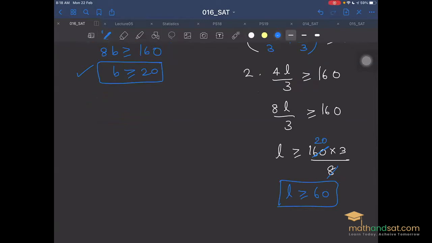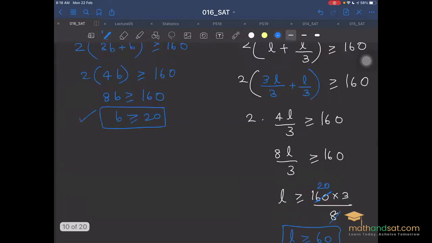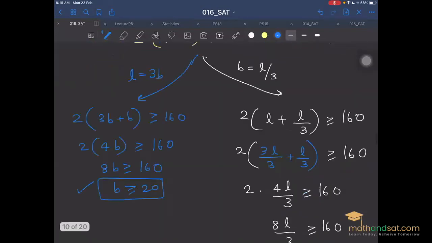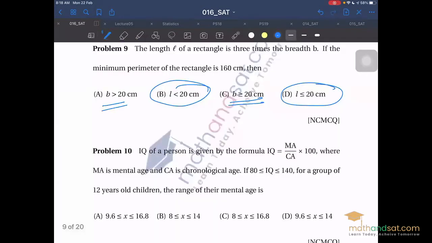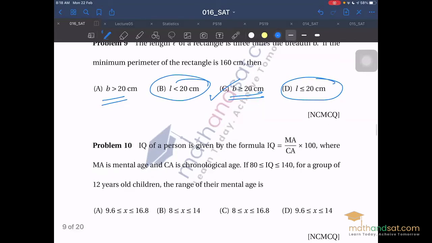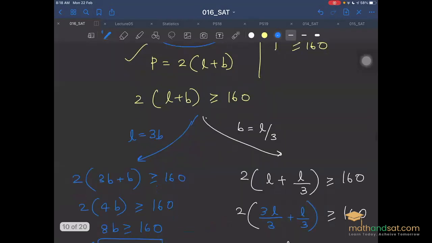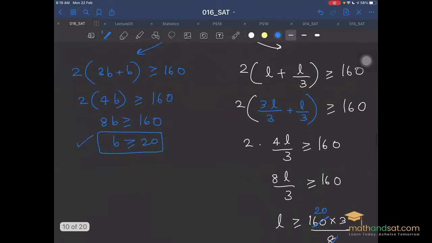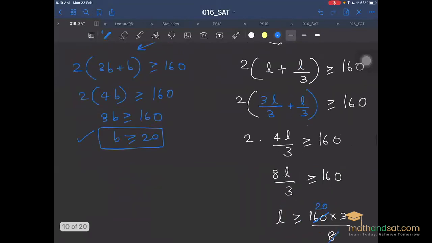Your L value is greater than or equal to 60. Now look at the options. We have B value greater than or equal to 20, L values greater than or equal to 60. So B greater than or equal to 20 is the only right answer. But we had to check both cases because there are 2 conditions given. But if you check in terms of B first, then you got the answer straight away.